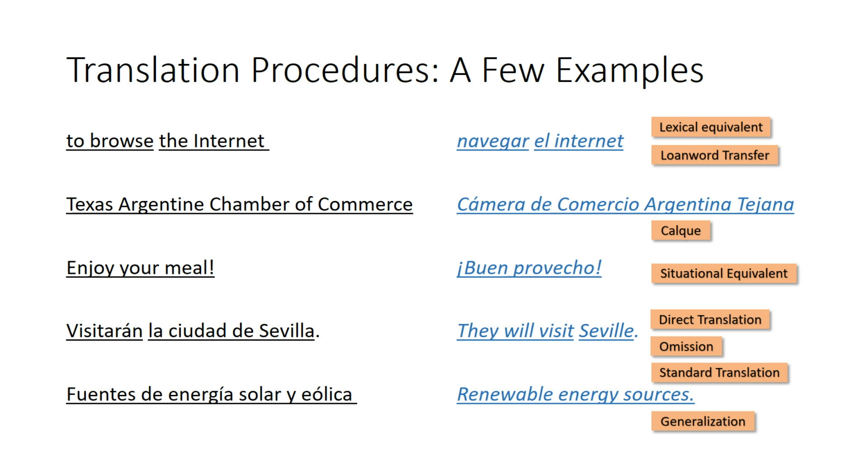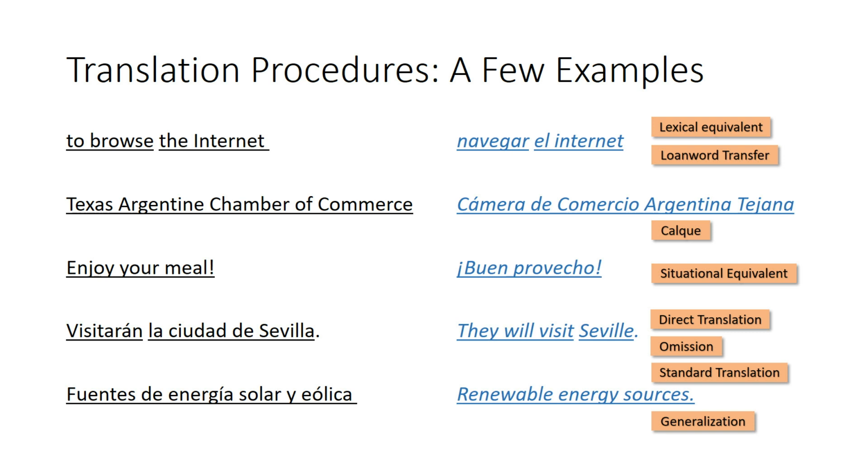So for example, if I take the phrase to browse the internet, which has two translation units, to browse and the internet, I've translated it as navegar el internet, and that involves the application of two different procedures. The use of a lexical equivalent, because if you look in a bilingual dictionary for to browse, you're going to find navegar. And the internet, translated as el internet, is actually not a Spanish word. It's a loan word transfer from English to Spanish, but that's what we use.